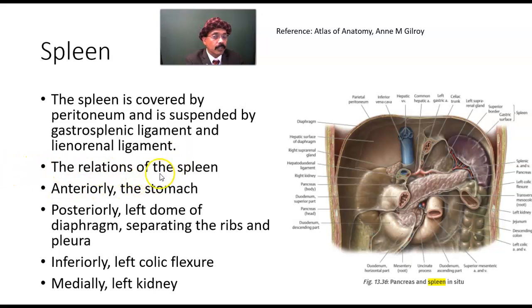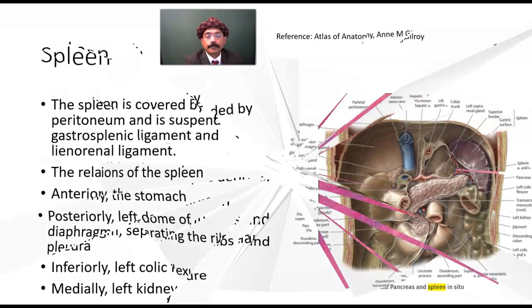The relations of the spleen: anteriorly, the stomach is here. Posteriorly, the left dome of the diaphragm. Here is the left dome of the diaphragm. Inferiorly, the left colic flexure. Here is the left colic flexure. Medially, the left kidney, upper part. Here there should be the left kidney.